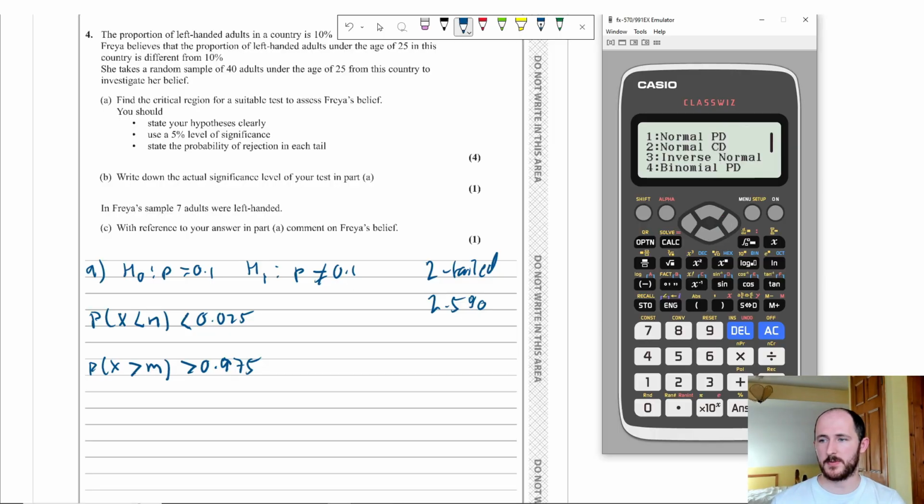So we go down to distribution. This is a binomial because you're either left-handed or you're not. And we're going to go to binomial CD. Now we're using list. List allows me to write down every single possibility. So it's possible to have no one be left-handed, 1 person, 2 people, 3, 4, 5, 6, 7, 8, 9, 10, 11, 12. I'm going to do this all the way up until 40.